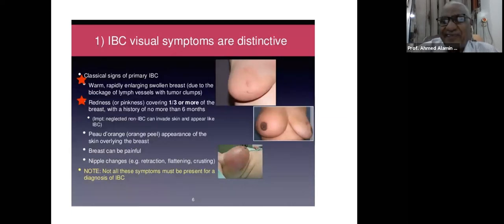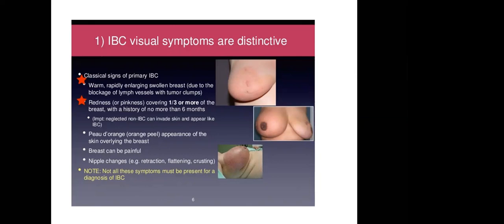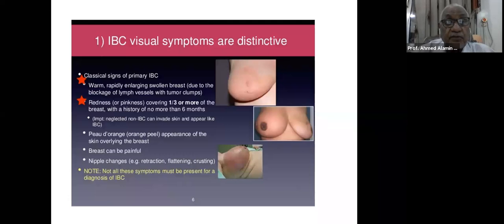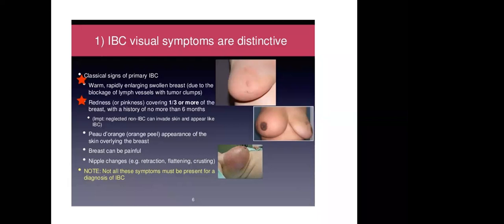When we say red, of course, we mean white people. In our situation, probably you will not see this red color. But anyway, it has the features of mastitis. Inflammatory breast cancer visual symptoms are distinctive. Classical signs: a warm, rapidly enlarging swollen breast due to blockage of lymph vessels with tumor clumps, and redness covering at least 1/3 or more of the breast, with a history of no more than 6 months.